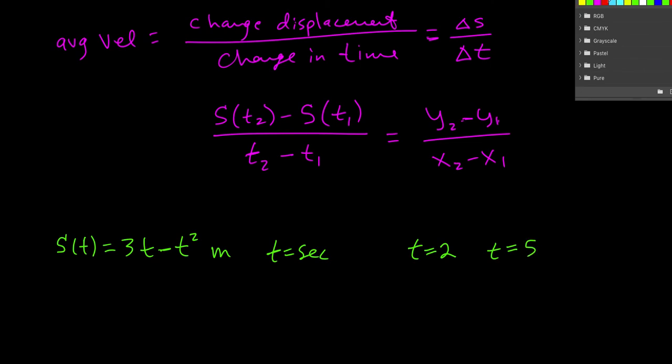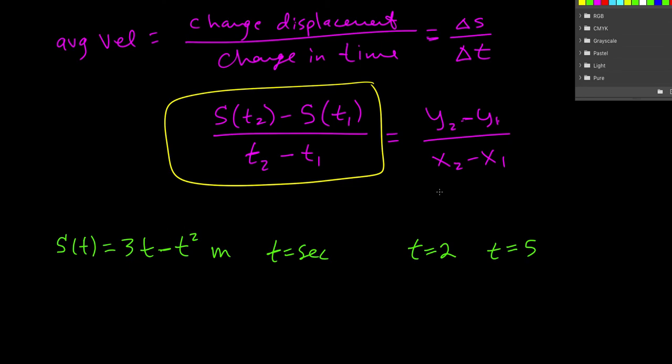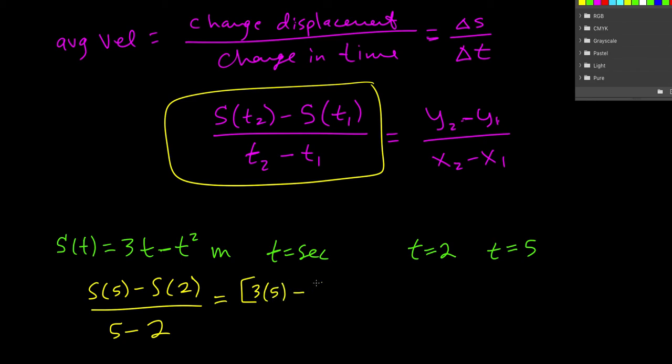Okay, so what we're going to do is up here, we're going to use this formula. And so we're going to find s of 5 minus s of 2, and then we're going to put that over 5 minus 2. So s of 5, I need to plug that into this. And so I'm going to get 3 times 5 minus 5 squared. And then subtract s of 2. So 3 times 2 minus 2 squared.